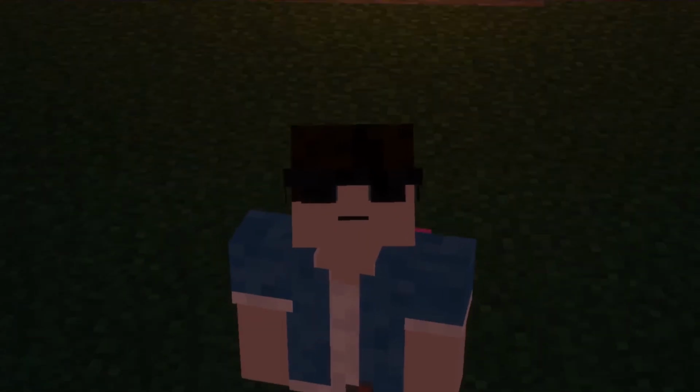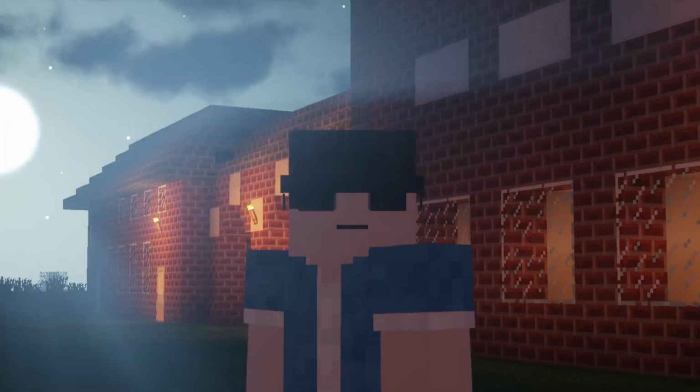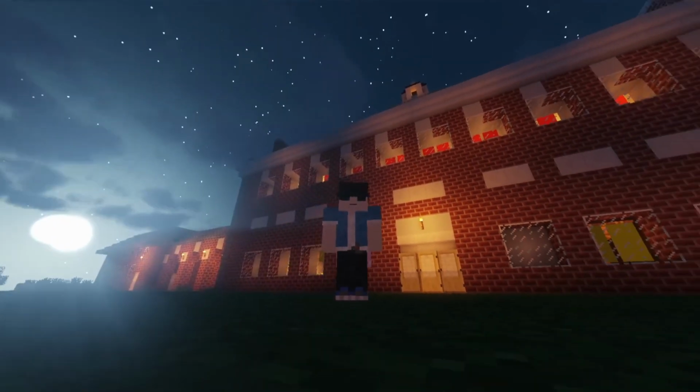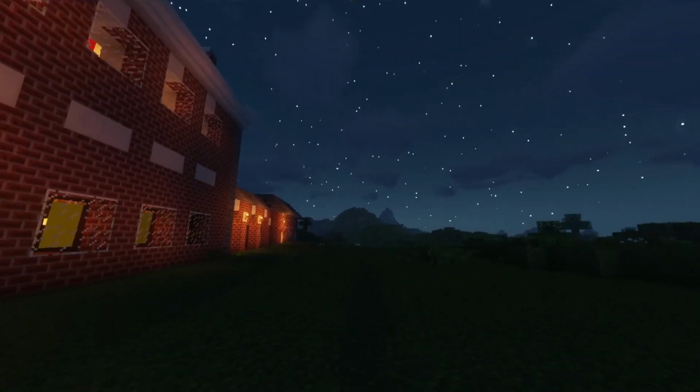Alright, what's up everybody? Welcome to part 2 of this little mini-series where we're going to take a look at this Independence Hall replica that I have built here in Minecraft today.